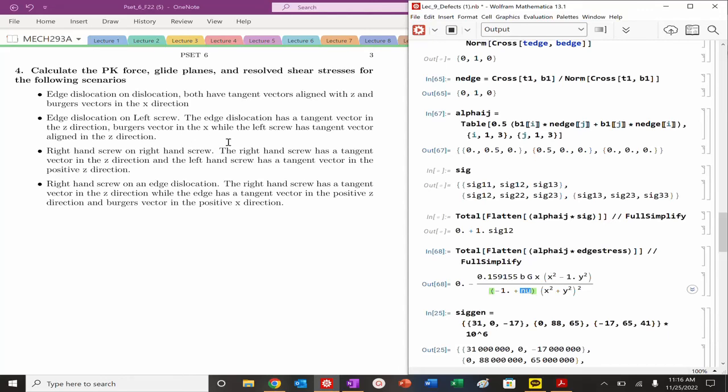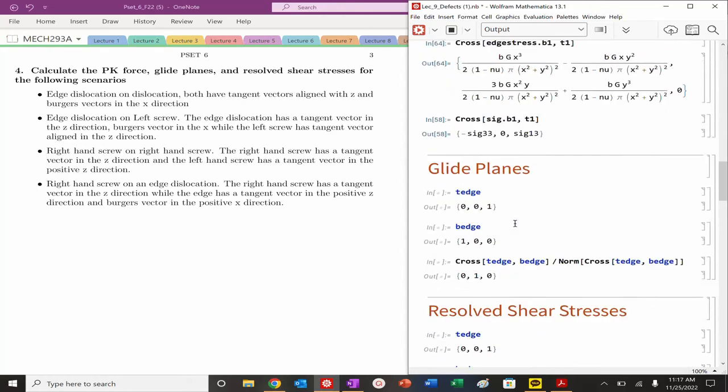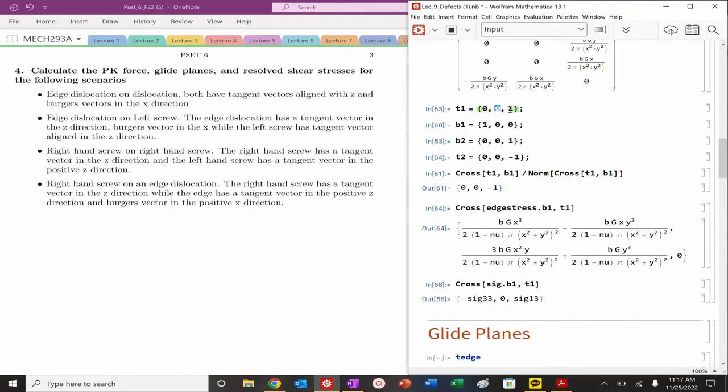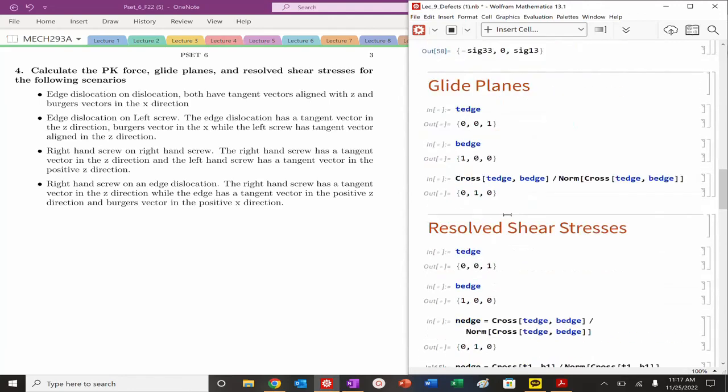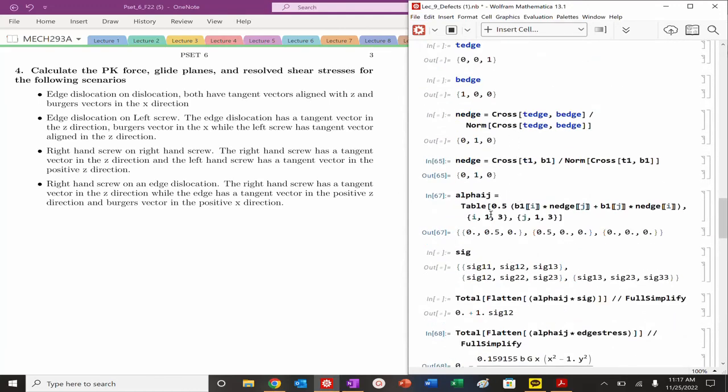Edge dislocation on left screw. So for the PK force of that on that, the edge dislocation has a tangent vector in the Z, Burgers vector in the X, while the left screw has a tangent vector aligned in the Z. Let's copy those. If it's left, it must be -1 here, 0. There will be no glide plane, as we know. We can look at the edge stress, edge on this, so it'd be nothing there. And I'd imagine we can't do the rest because there's no normal.